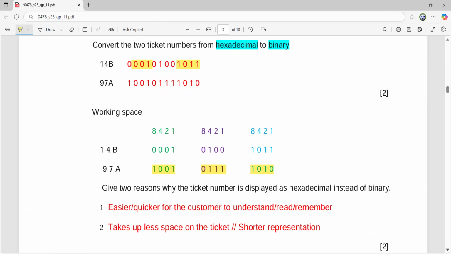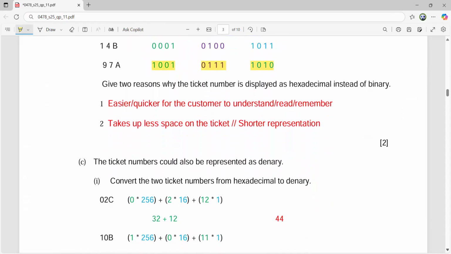Be clear, when it comes to a comparison between hexadecimal and binary, we do not mention that it is going to consume lesser storage space on the drive. Please be clear. This is what a student normally makes a mistake of. Say it takes up less space on the ticket, or it's a shorter representation. That is going to give you 2 out of 2, and definitely it's not a difficult thing at all, and the marks are yours.